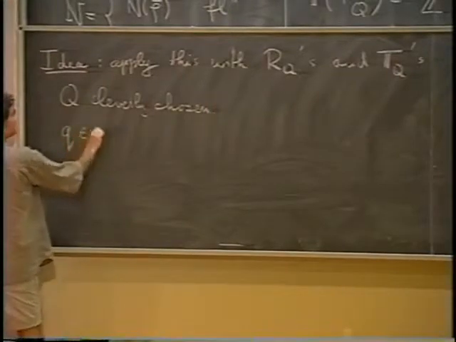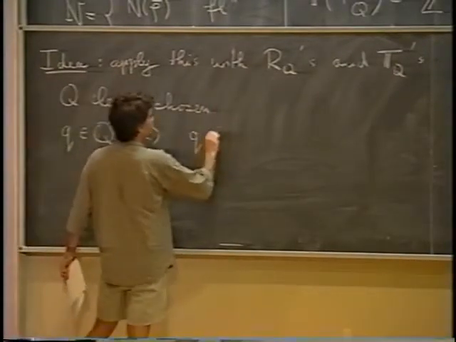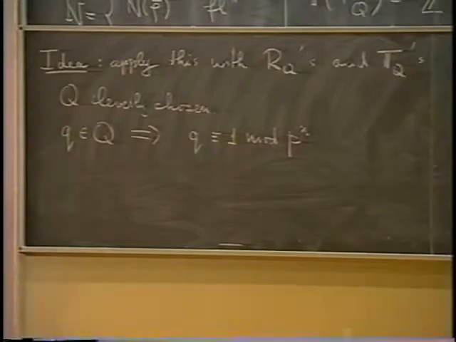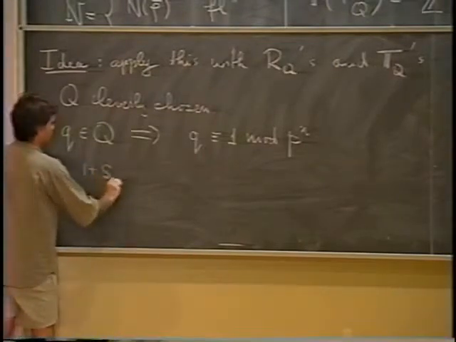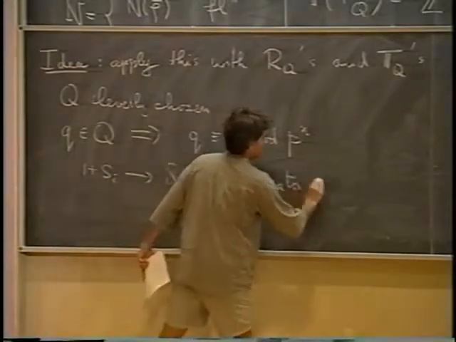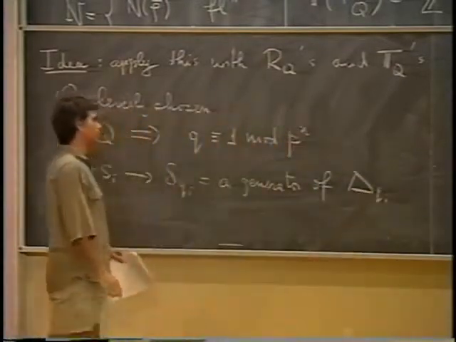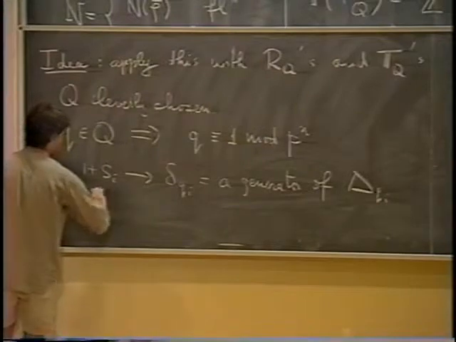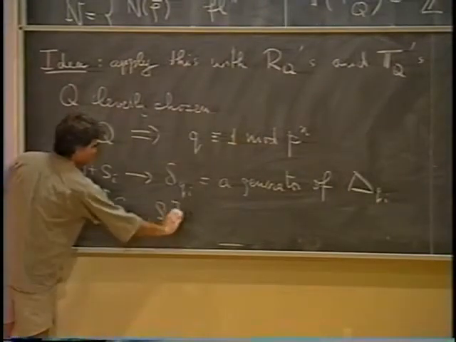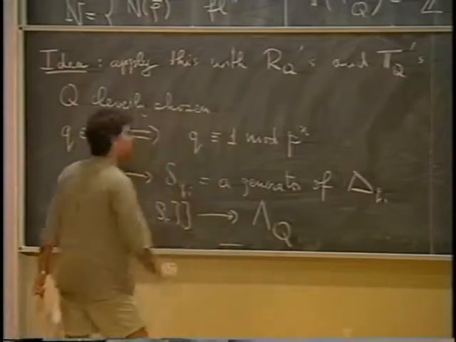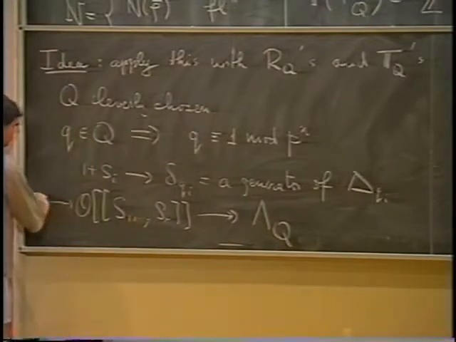First of all, the Qs in Q will now be congruent to 1 mod p to the n, not just mod p. So the delta Qi's will be cyclic of order divisible by p to the n. And if you map 1 plus Si to, let's say, delta Qi, a generator of delta Qi, then you get a map from your OS to O delta Q, what we denoted by lambda Q, onto whose kernel is just this B.